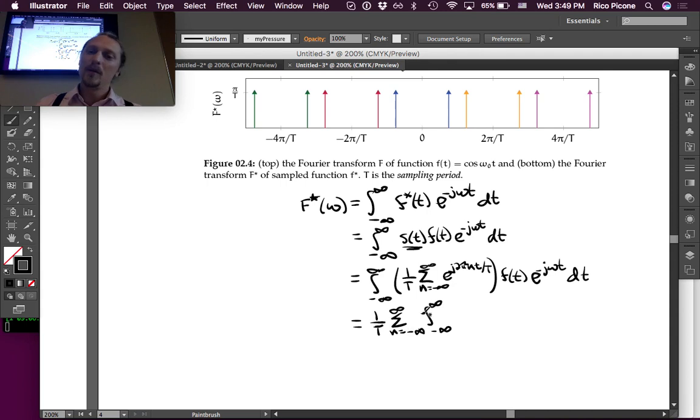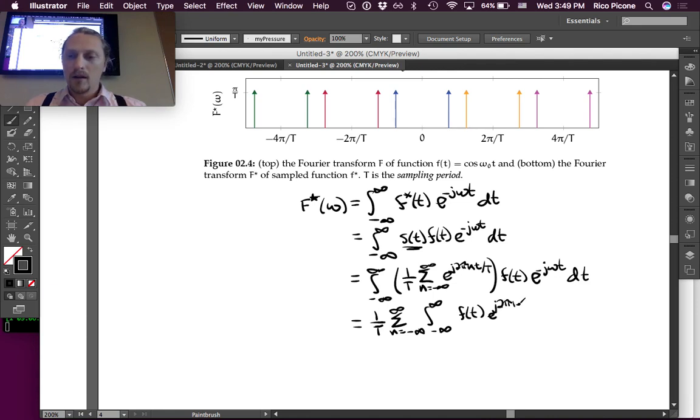All right, so this one move allows us to exchange the sum and the integral. Of course, we can pull out the 1 over T, that's a constant. And what we're left with inside the integral, instead of inside the sum, is f of t e to the j 2 pi n t over T times e to the minus j omega t dt. Whew, okay.